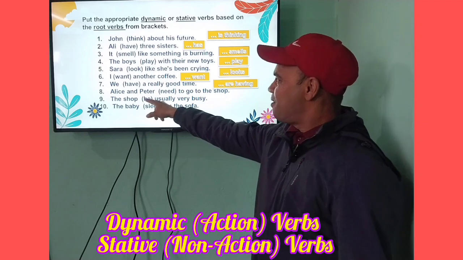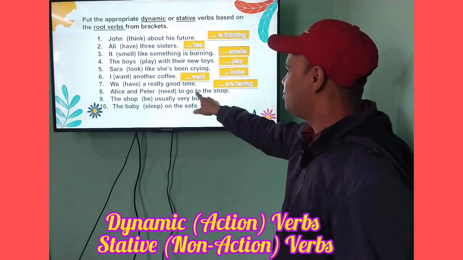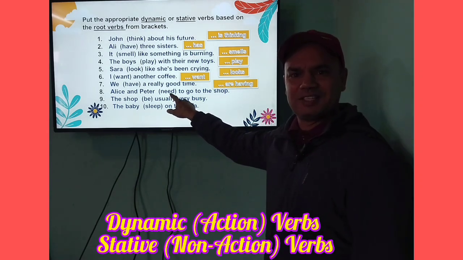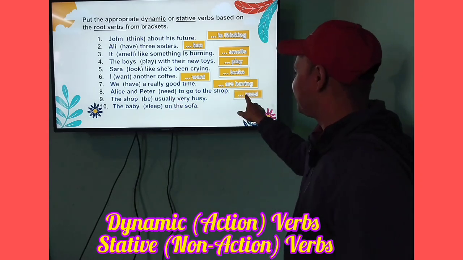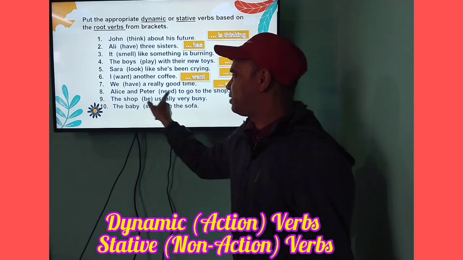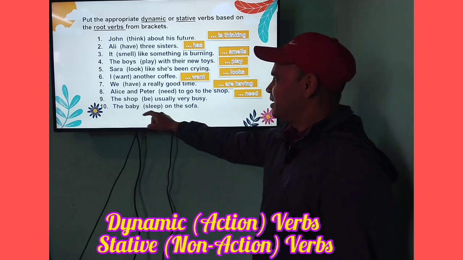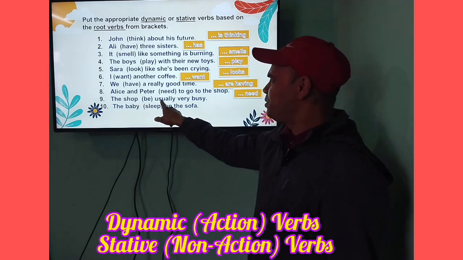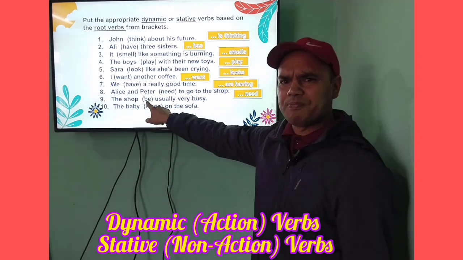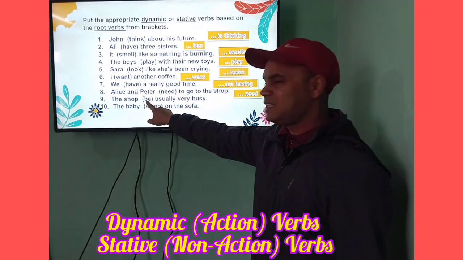Okay. Another is Alice and Peter need to go to the shop. So does the verb need to be changed or not? Can you guess it? Yeah, no change at all, because they are a plural subject. Because there is an 'and' between two subjects. And the shop be is really very busy, because this be is a root verb. So can you guess what it will be if be is in the present tense?